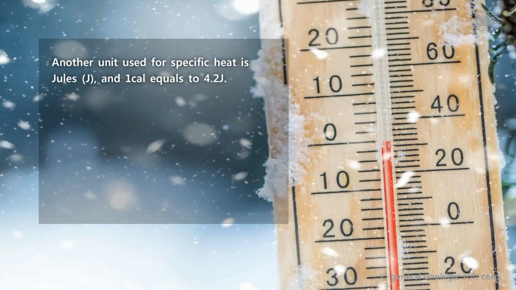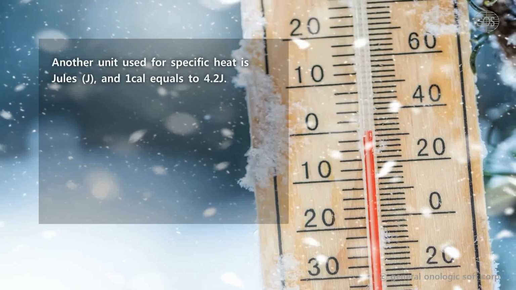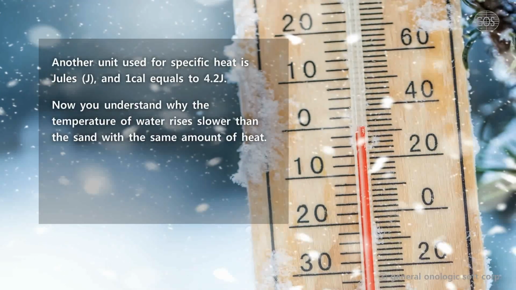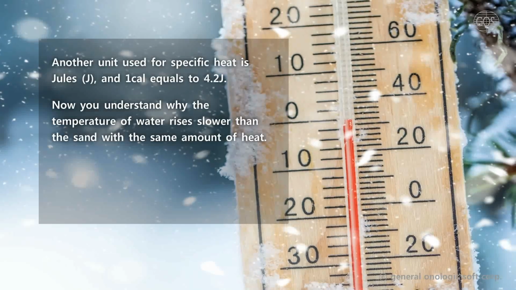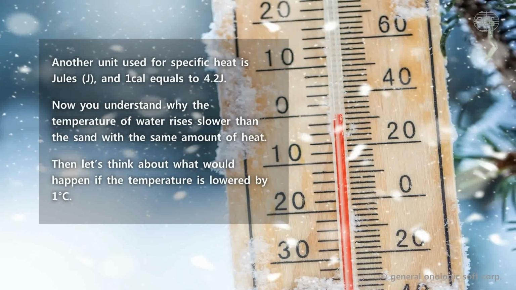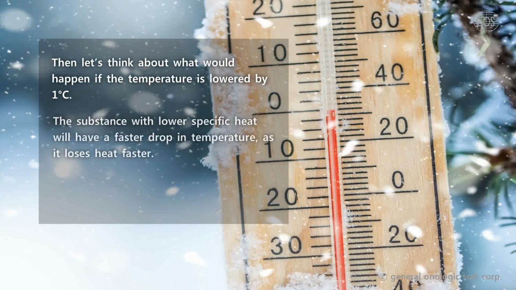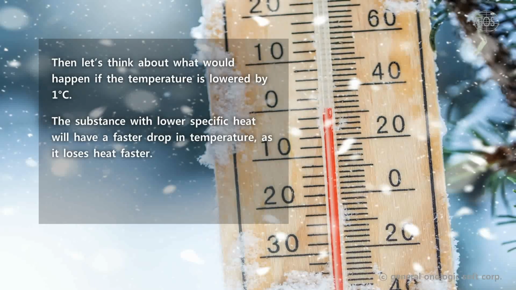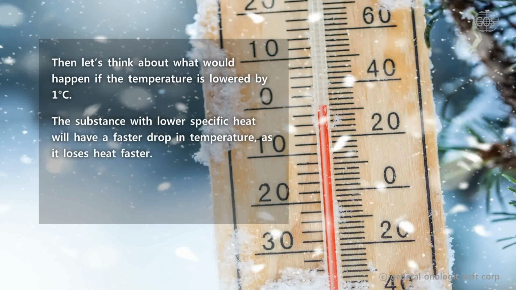Another unit used for specific heat is joules, and 1 calorie equals 4.2 joules. Now you understand why the temperature of water rises slower than the sand with the same amount of heat. Then let's think about what would happen if the temperature is lowered by 1 degree Celsius. The substance with lower specific heat will have a faster drop in temperature, as it loses heat faster.